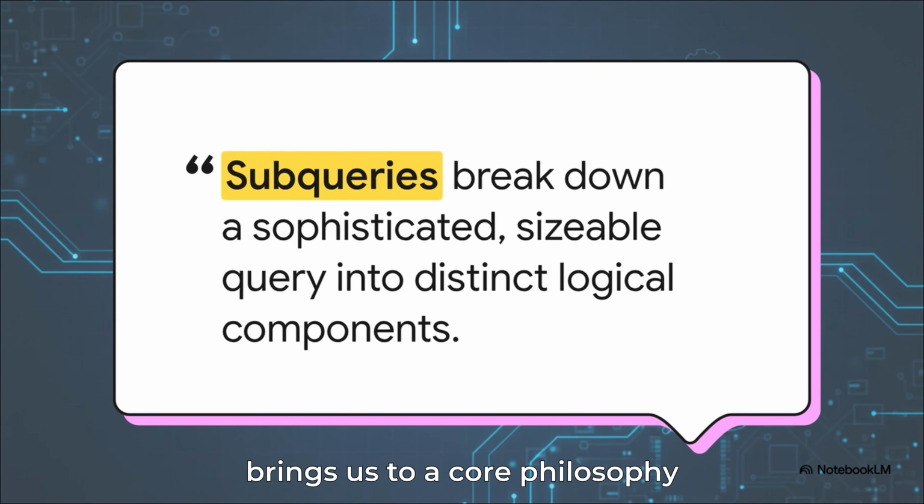You know, this really brings us to a core philosophy of what we're doing today. To quote the source material directly, subqueries break down a sophisticated, sizable query into distinct logical components executed sequentially. Instead of trying to write some massive, unreadable, monstrous join, we built our boss fight query by thinking logically. Get active users, and then subtract the ones that have transactions. It makes your code maintainable and your troubleshooting process incredibly clear.